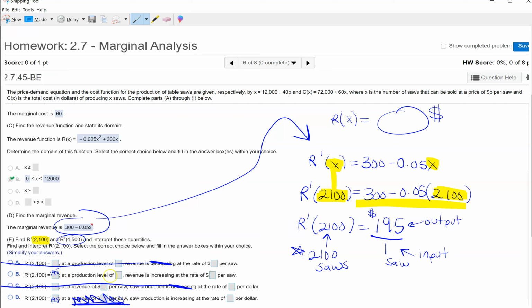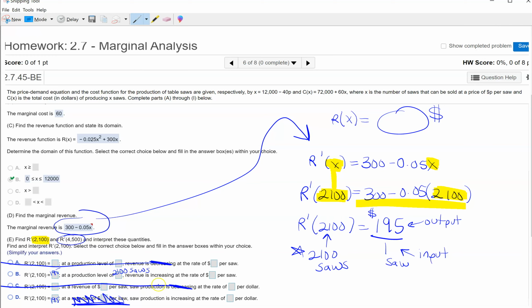So I would say at a production level of 2,100, oh, this is awful. It's 2,100 saws. They didn't include the unit in the already typed sentence, so I'm going to try to type saws in, because you got to have your unit. If you don't put your unit on a quiz or a test, you're going to get points off. So it should have had like a box and the word saws after it, but it did not. So I'm going to try to type in 2,100 saws.